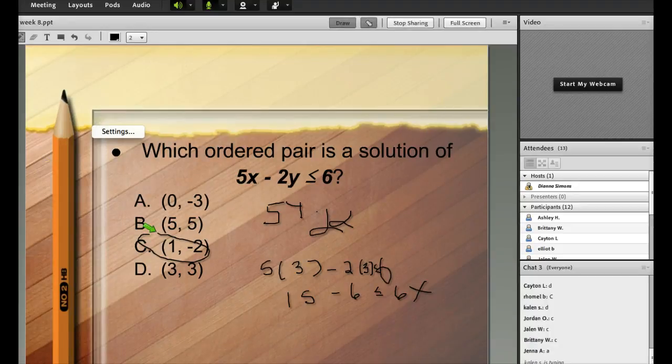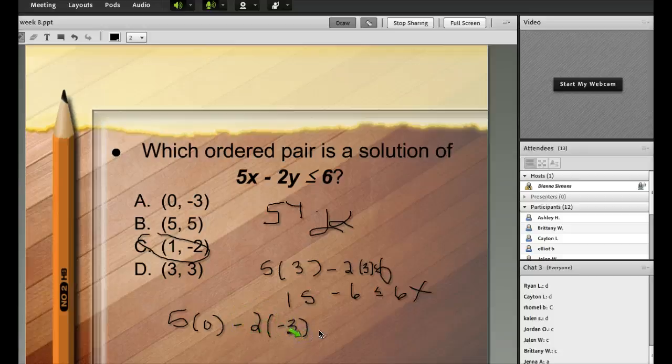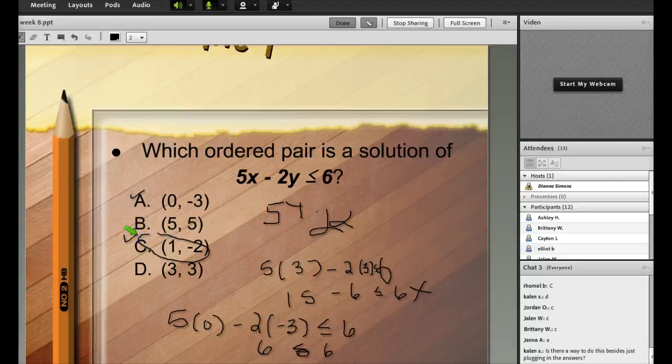Huh? You thought A? Let's try A. So we want, let's try A. 5 times 0 minus 2 times negative 3. Is this less than or equal to 6? It is, right? Because it equals 6. 6 equals 6. So both of those are the right answer. Good.